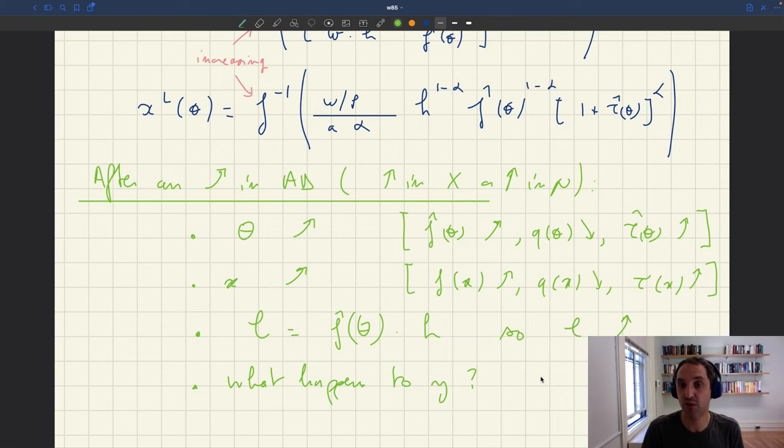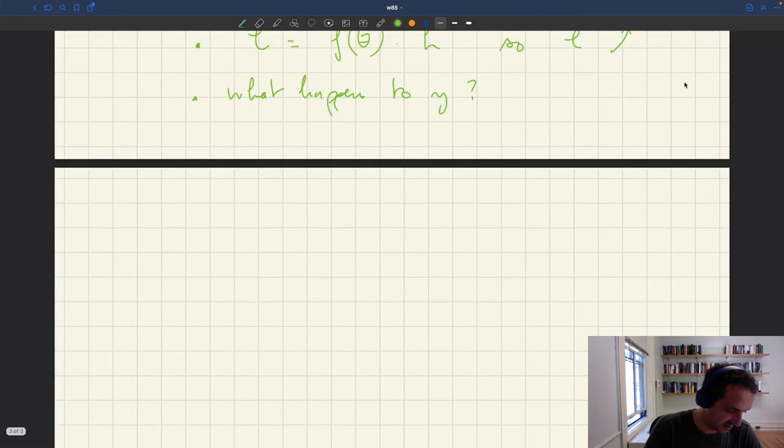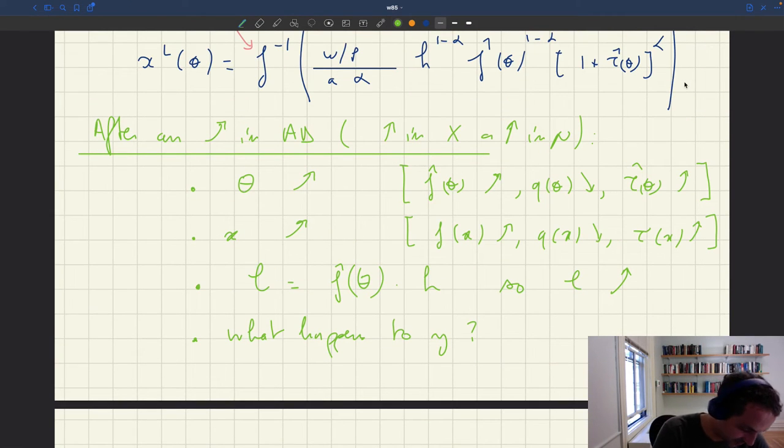And so to figure out what happens to output, we have to do a little bit of work. We can't see it directly here. So to figure out what happens to output, we need to recombine some of the equations that we already have to have an expression for output that will tell us unambiguously how output is going to move. And there is a way to do that. So it's unclear from the AD curve. So we need to take a different approach.